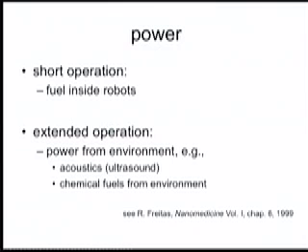And in the context of power, there are really two classes of problems. One, you can think of applications in which the time in which the robot's going to operate is relatively short, and you could put some kind of fuel inside the robot, and that's going to be sufficient for its task. And the other possibility is for more extended operation, and that's what I'll be focusing on today, in particular looking at chemical fuels that the robots can get from their environment.